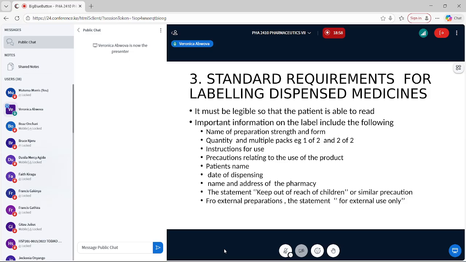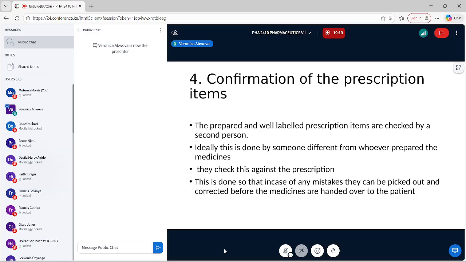Then for external preparations, the statement for external use only, because we've had scenarios where medicines that were meant for external use were actually consumed orally, which could be quite dangerous. Then the next step, the 4th step, is confirmation of the prescription items.